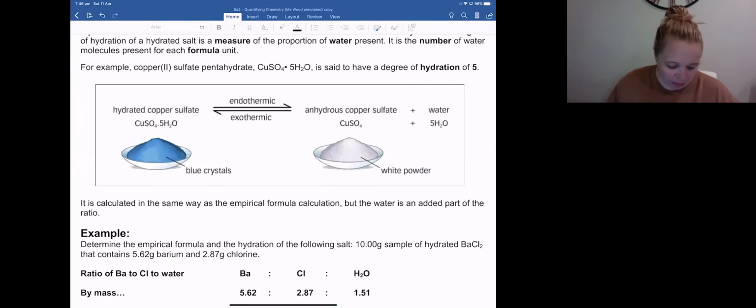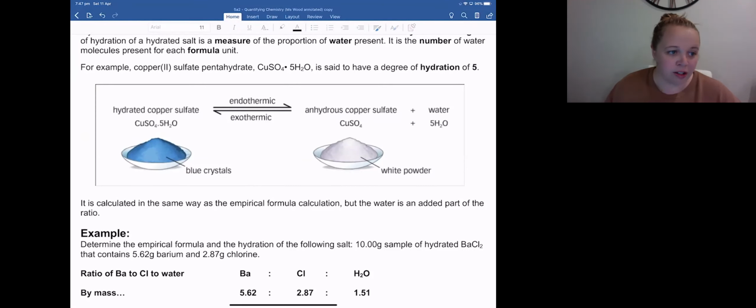What it says at the top there, it's a bit hard to see: a hydrated salt is an ionic compound that contains a certain proportion of water molecules in its solid crystals. That's the first sentence. These water molecules are attracted to and surround the ions in the solid crystals.